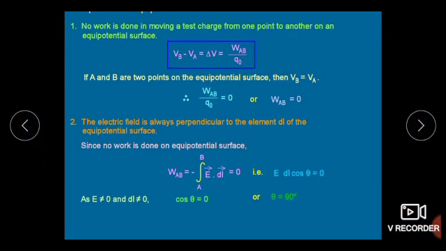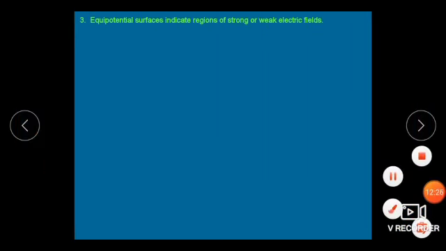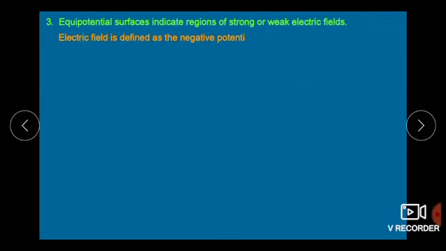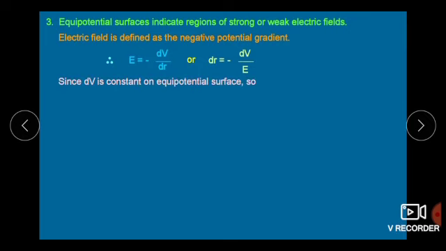Next, when we are talking about equipotential surfaces, they indicate stronger and weaker electric fields. How do they indicate? The electric field is defined as the negative potential gradient. So E is equal to minus dV by dr, where dV is the potential difference and dV by dr is called the potential gradient. How does it vary according to the distance?